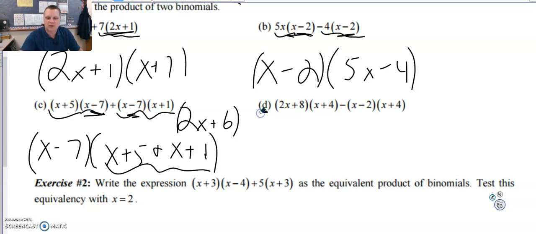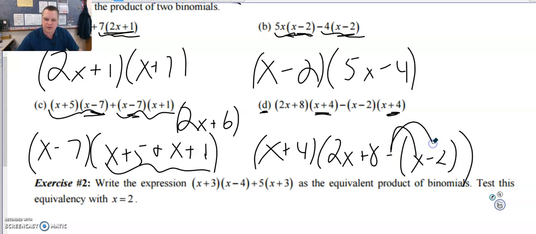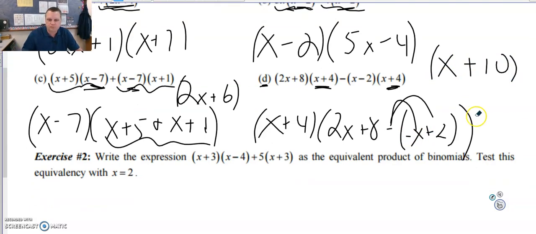So in the last one, letter D, the x plus 4 is in common, x plus 4, and then 2x plus 8 minus x minus 2. So this is a little more difficult because you have the subtraction. You have to distribute that negative through, make that a minus x and a plus 2, so then it becomes x plus 10 is your second binomial.